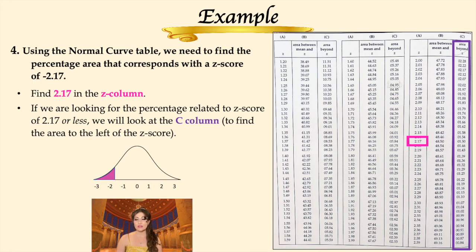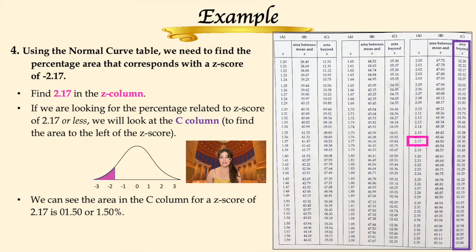So if my z-score is 2.17 and I'm looking at the area beyond z, I'm going to be looking in the C column. I can see that that value is going to be 1.50 or 1.5%. So that is the area that corresponds to a z-score of 2.17. It is also the same percentage that's going to correspond to a negative z-score of 2.17.